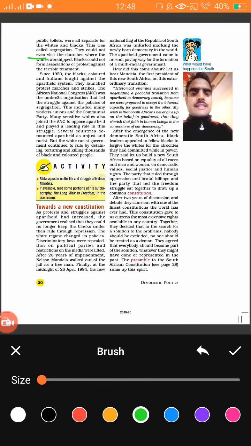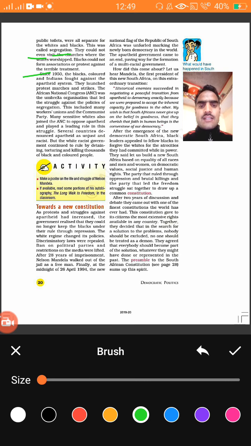The segregation, when you have no public facilities, this is called segregation. They could not even visit the churches where the whites worshipped. Blacks could not form associations or protest against terrible treatment. If the whites are giving unlimited punishment to the non-white people, they have no right to protest. Now, since 1950, the blacks, coloured, and Indians fought against the apartheid system.